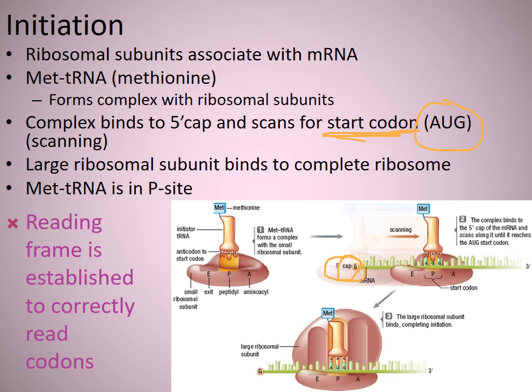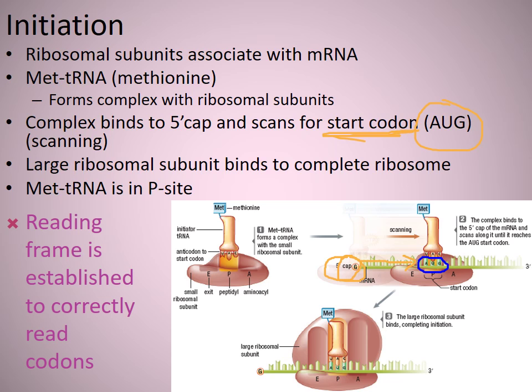Okay, it will scan the mRNA from 5' to 3' until what? Until that small subunit with the tRNA molecule carrying the methionine amino acid reads the specific codon AUG. When that happens, the large subunit of the ribosome will attach itself, and we are now ready for translation.